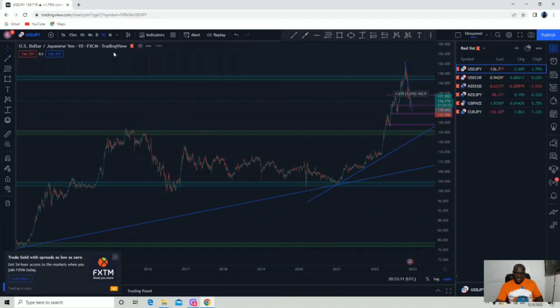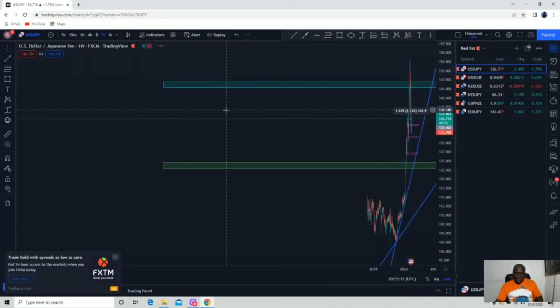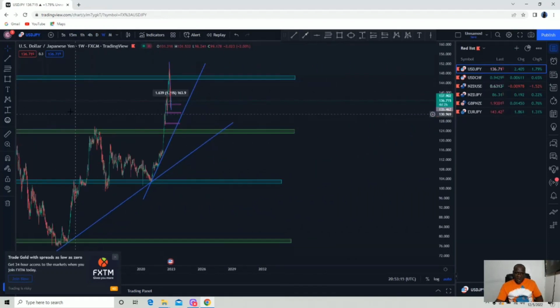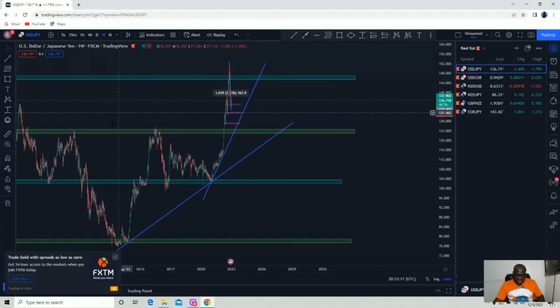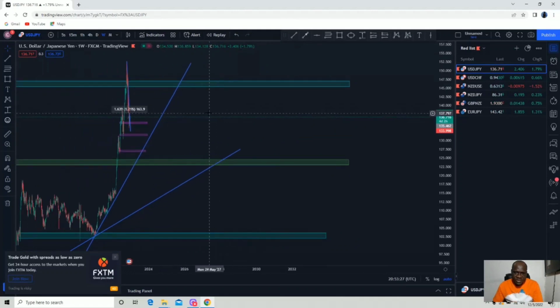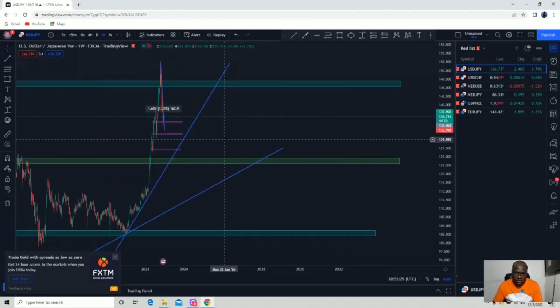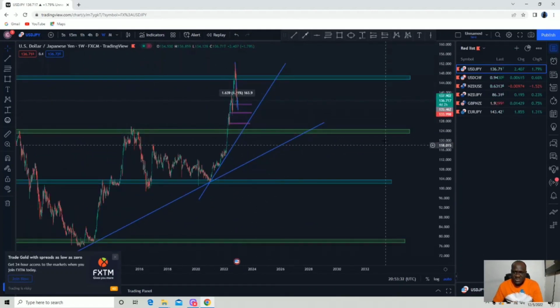Let me check the weekly time frame. There've been some touches on the trend line: 1, 2, 3, 4. This is the inner trend line. It might come and break this inner trend line and go to the outer trend line. But as you trade every day, you get to see what is going to happen. So USD JPY is a very good trade.